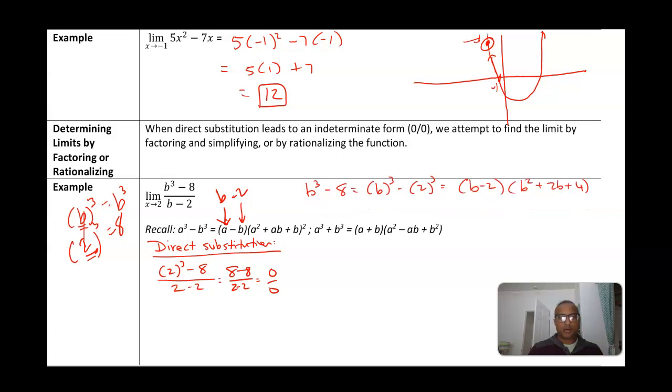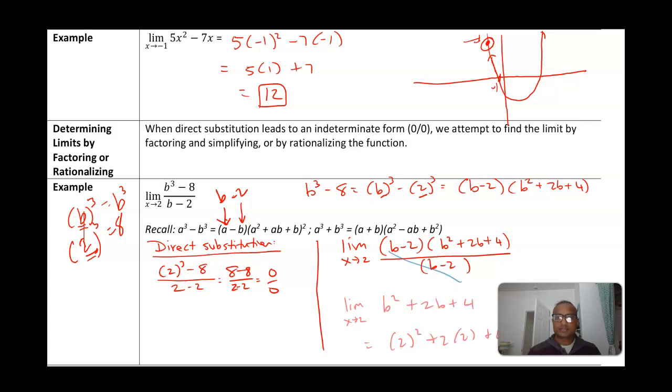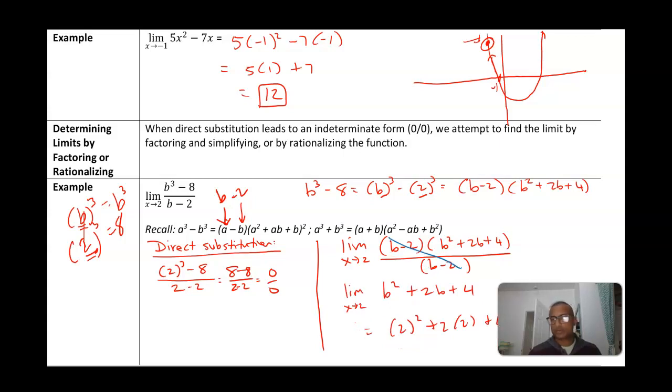So if I plug this into our formula, b cubed minus 8, that's b to the third power minus 2 to the third power, these are our two bases. So we're going to have a minus b, which is b minus 2, times b squared plus 2b plus 4. We have a squared, in this case a is b, that's b squared, plus a times b, which is 2b, plus b squared, which is 4. So we're going to factor the numerator, b cubed minus 8, as b minus 2 times b squared plus 2b plus 4. Now the b minus 2's are going to divide to be 1, so we can cancel those out.